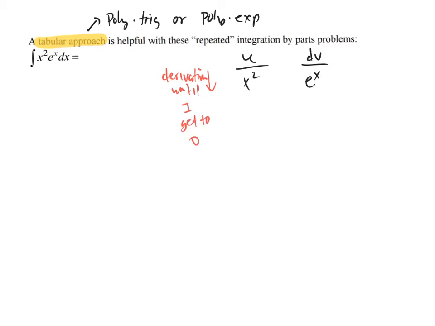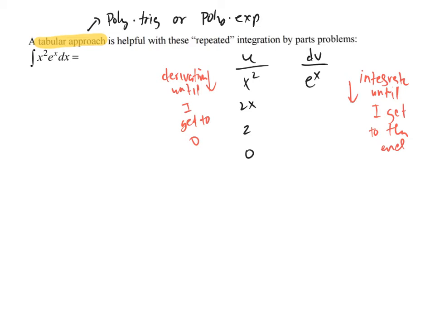Okay, so the derivative of x squared will be 2x. The derivative of 2x will be 2. And the derivative of 2 will be 0. And so I've satisfied what I wanted to do. I took the derivative of my u until I got down to 0. For my dv column, what I'm going to do is integrate until I finish the list. So integrate until I get to the end of the list.